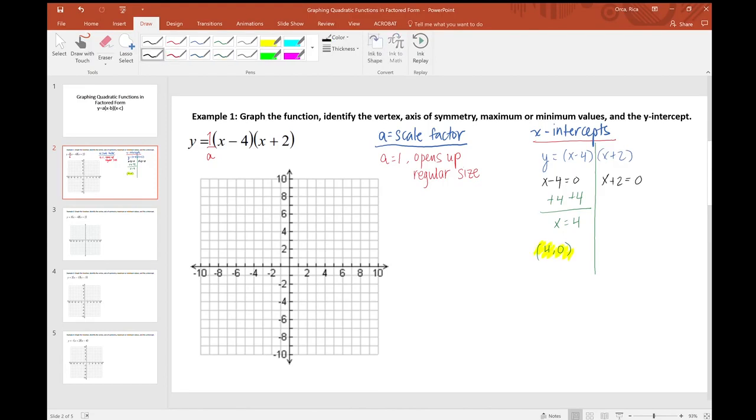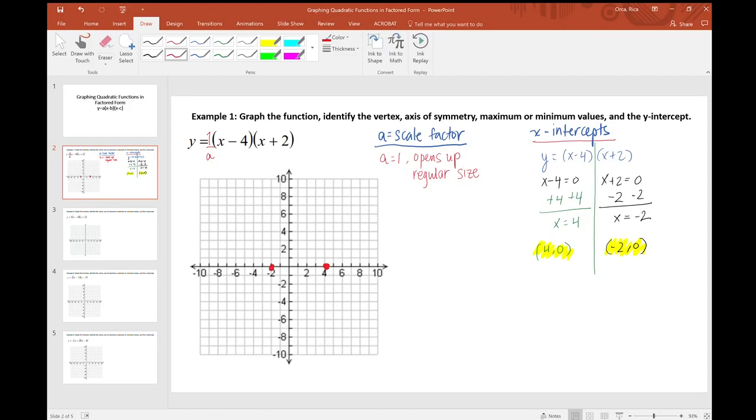To find my second x-intercept, I want to go to my second equation and solve for x. So subtract 2 from both sides, x equals -2. And as a result, my second x-intercept is at -2, 0. Now that we have our x-intercepts, let's go ahead and plot them. We have a point at 4, 0. Remember, these are x-intercepts, therefore they should be on the x-axis. 4, 0 and -2, 0.